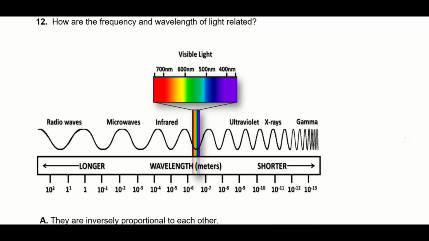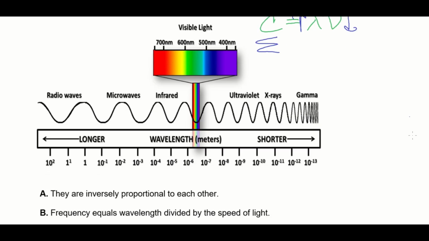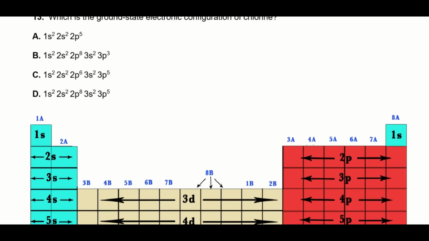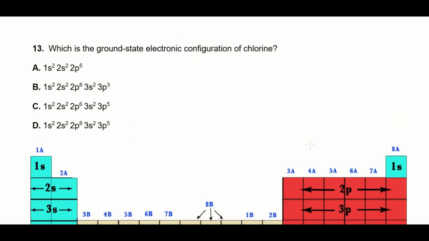Now, how is frequency and wavelength related? They're related by the constant of speed of light. And so wavelength times frequency, the product of those gives you a constant. So if one goes up, the other one has to go down in order for this to remain constant. So they're inversely related. You're also given a diagram here. You didn't have to use that. Inversely related.